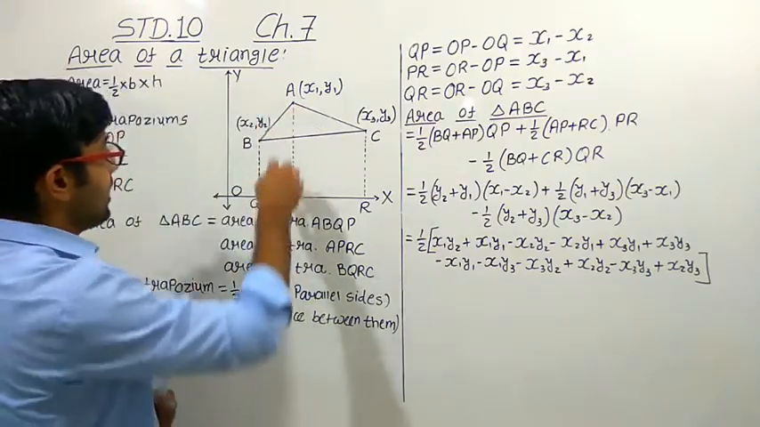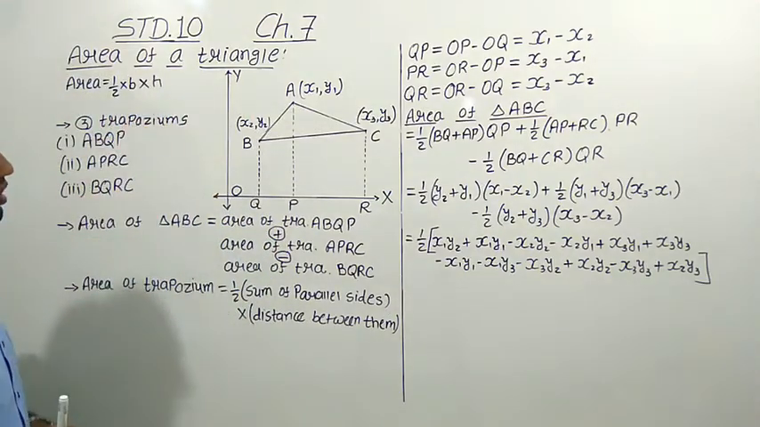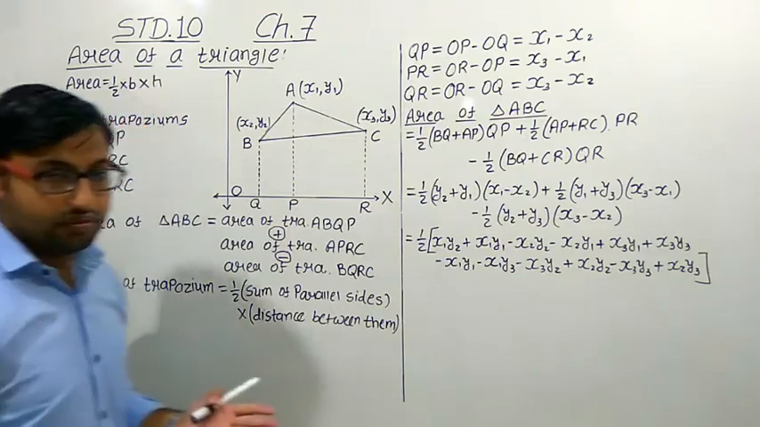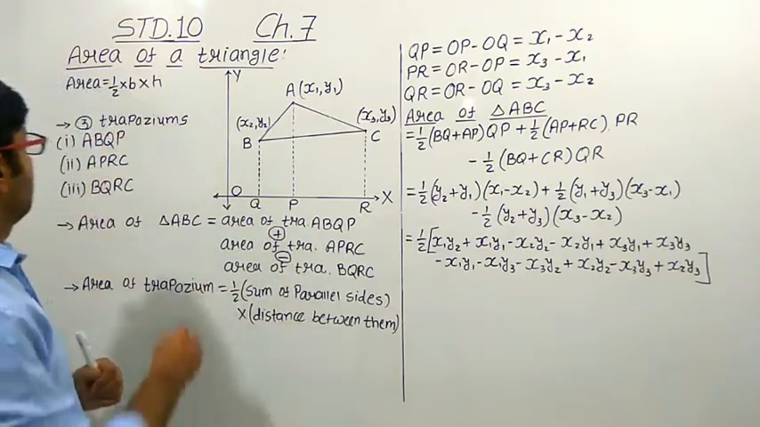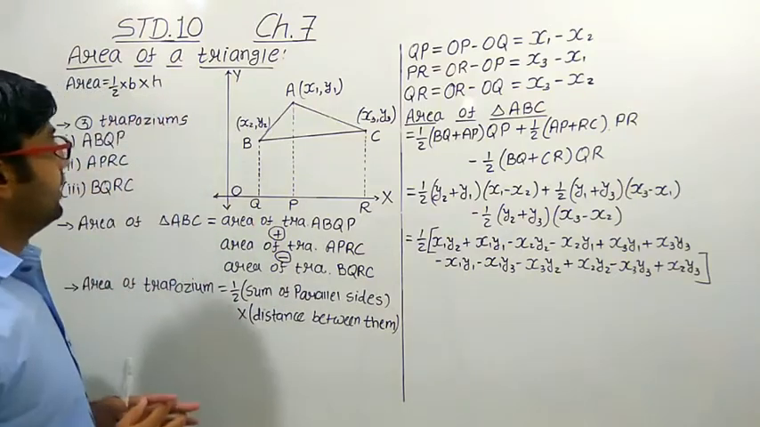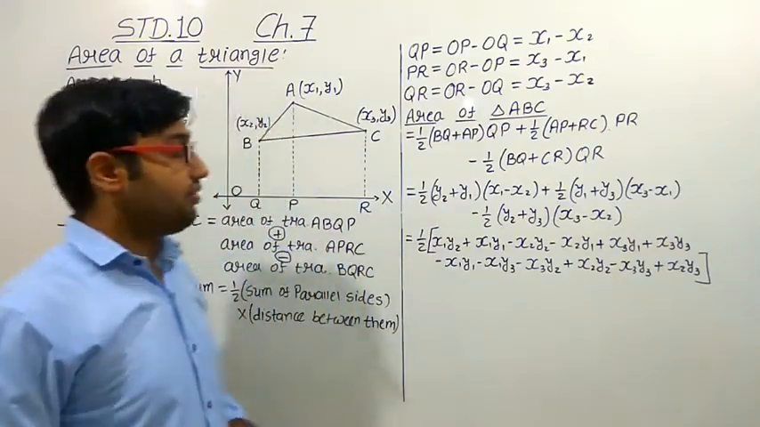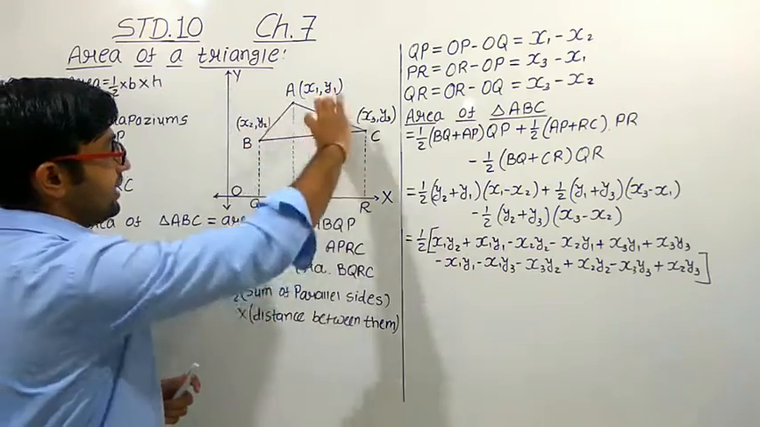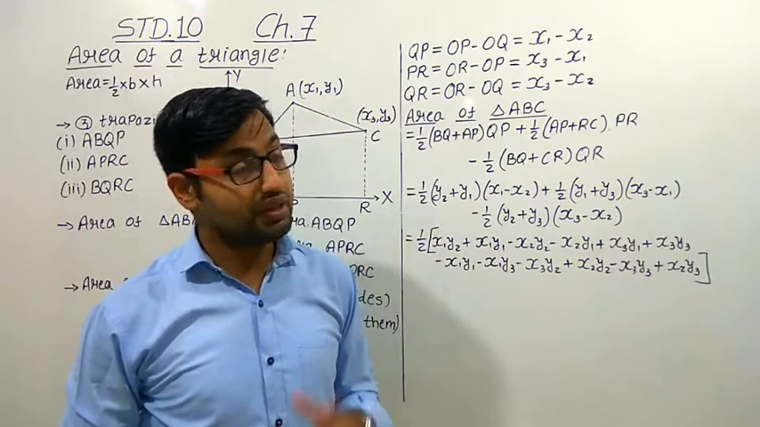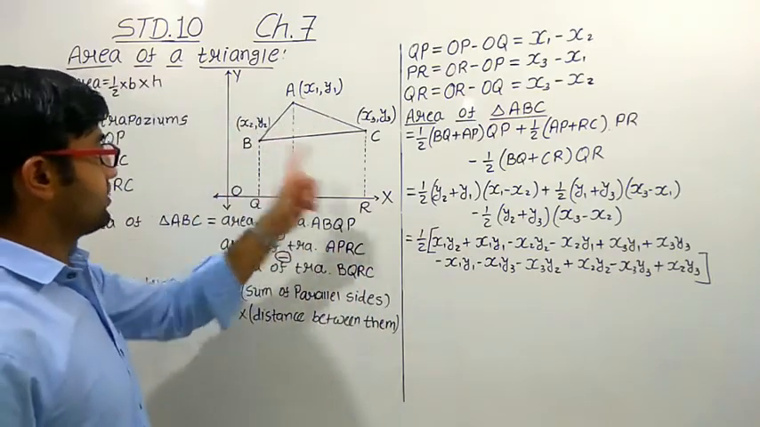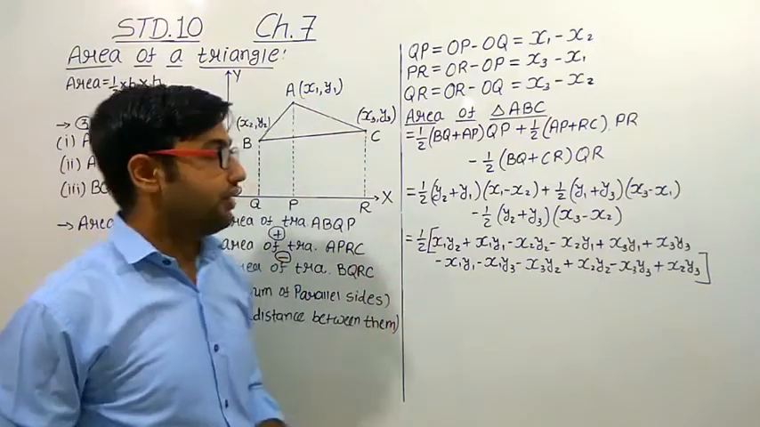Okay, so here you can see that we have studied one formula, that is, area of the triangle is 1/2 base into height, or 1/2 base into altitude. So this is the formula by which we can find out the area of a triangle. Also in standard 9 you have studied Heron's formula. Whenever we are given the sides AB, BC and AC, then using Heron's formula we can find out the area of a triangle. But here we are given the coordinates A, B and C, and from those coordinates we have to find out the area of the triangle.